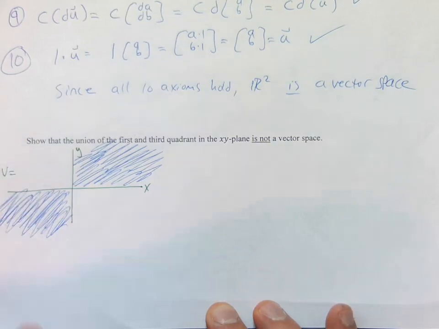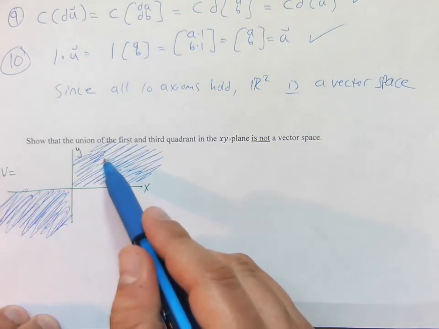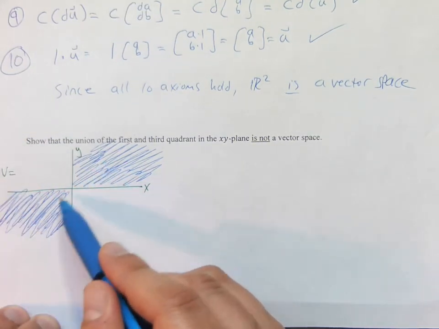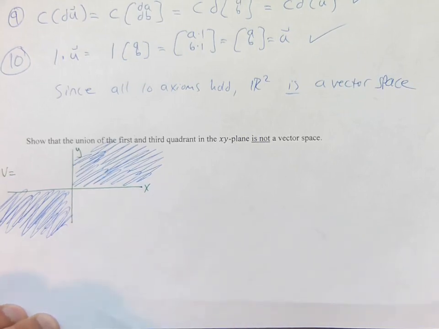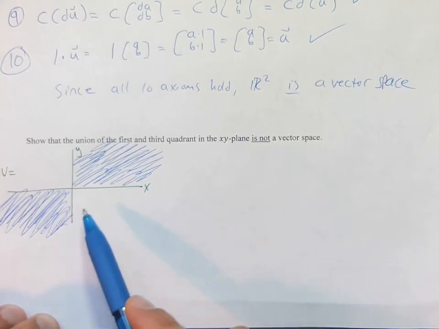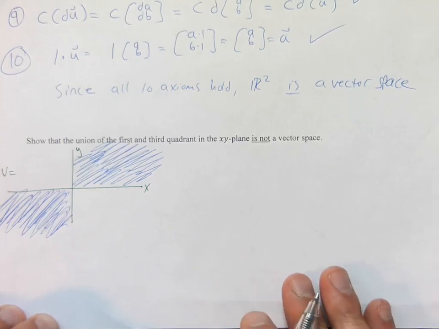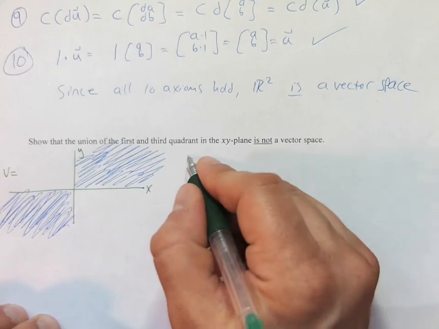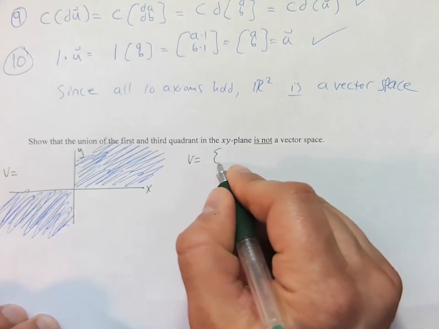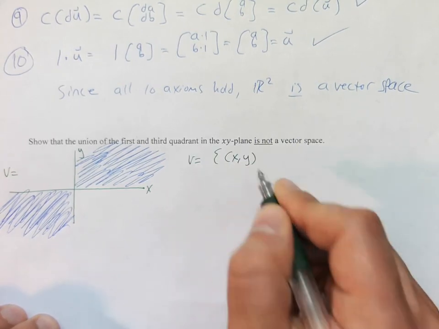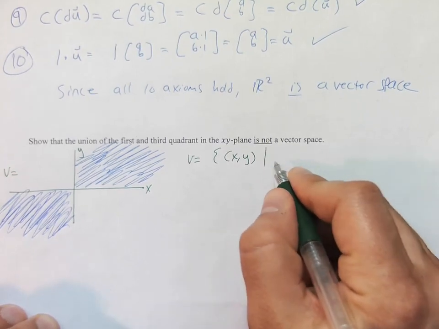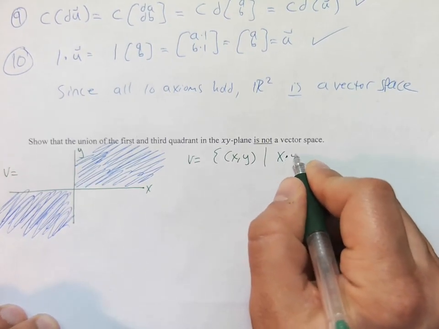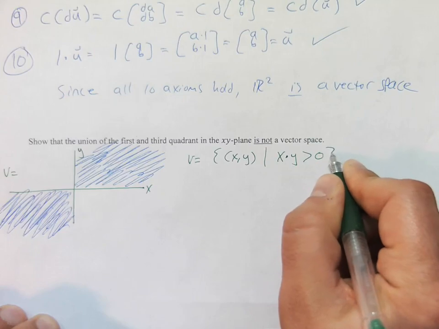And so again, our vector space V is everything that's in both of those quadrants. If this is not a vector space, if it was, we'd be able to show all the properties. If it's not, we should just show that one of them fails. An interesting way we can write this vector space V is all ordered pairs x comma y such that when you multiply x times y, you get a positive number.